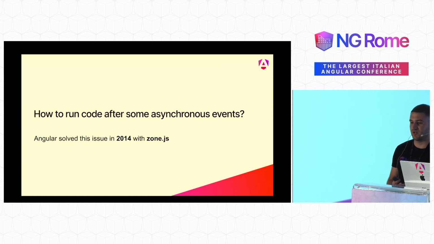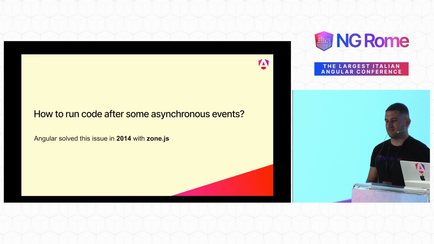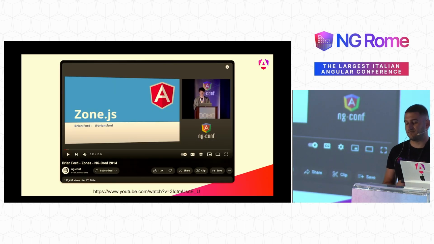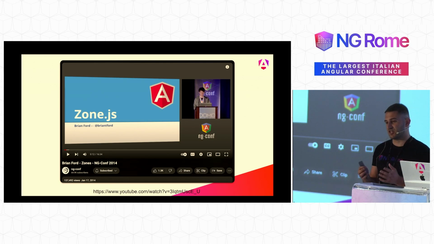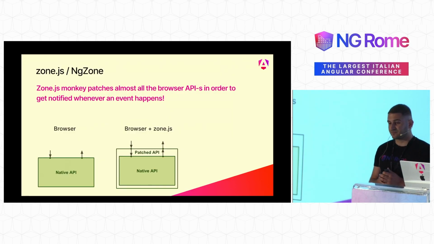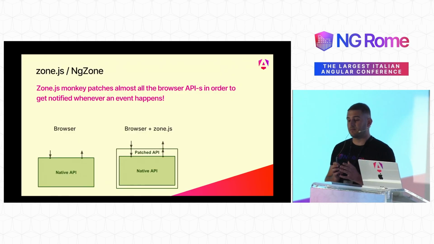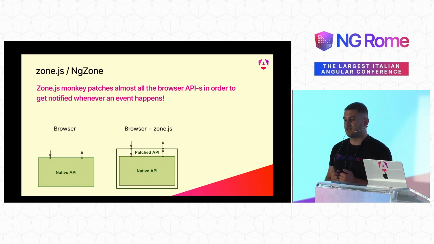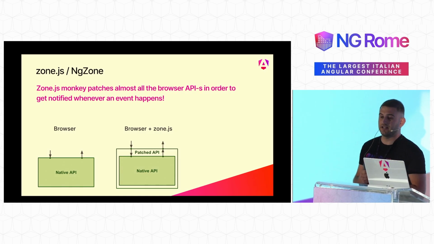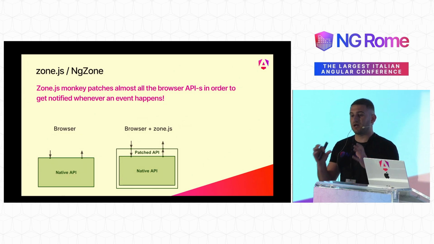And Angular solved this issue in 2014 with Zone.js. Here's a video by Brian Ford, a previous Angular team member, who explained how Zone.js works and how it's basically an execution context. You can check that out later, of course. What Zone.js does is it monkey patches almost all the browser APIs in order to get notified whenever an event happens. So it's like a wrapper around all the browser APIs. It doesn't let anything get out or get in without it knowing.